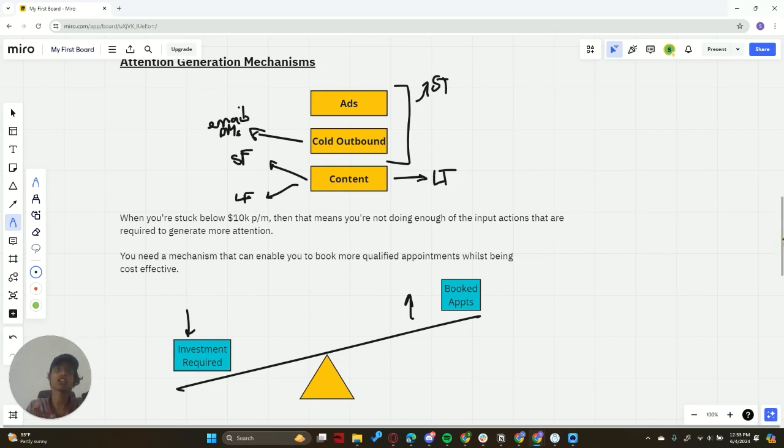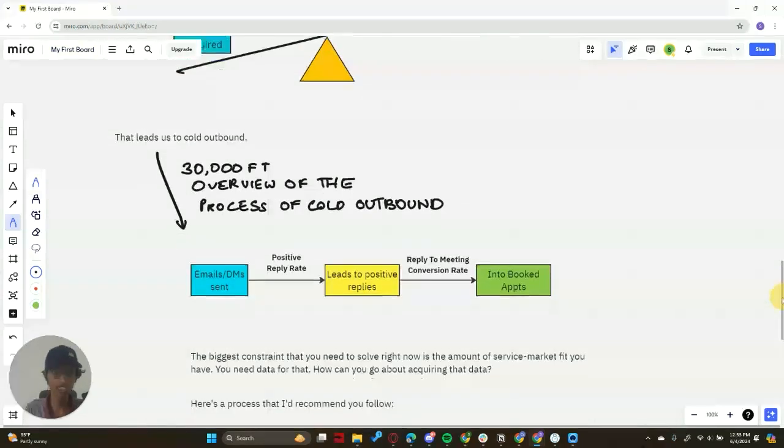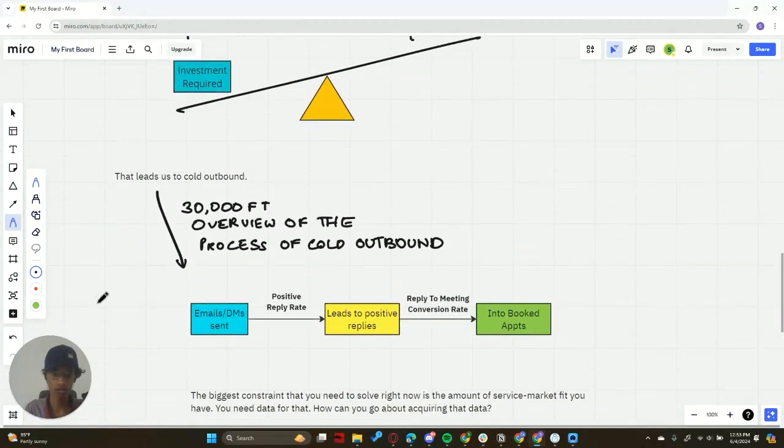You can exchange money in exchange for solving the problem, basically. So that leads us to cold outbound, right?